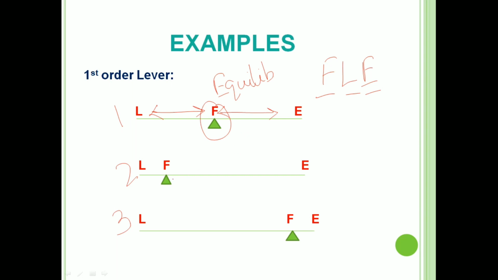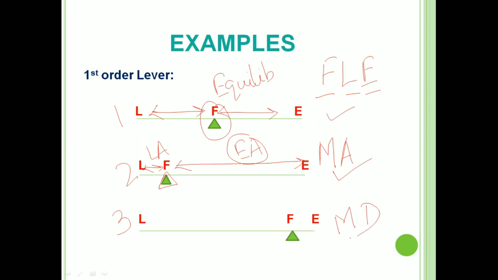Another scenario. Now, if this fulcrum is closer to the load, which arm is longer? Effort arm. And this is the load arm. Now, if you remember what I told, whenever the effort arm is longer than the load arm, what is that? Mechanical advantage. So in first order lever, you can see the equilibrium, the mechanical advantage, and even the mechanical disadvantage. It depends upon the placement of the fulcrum, whether the fulcrum is close to the load or close to the effort.